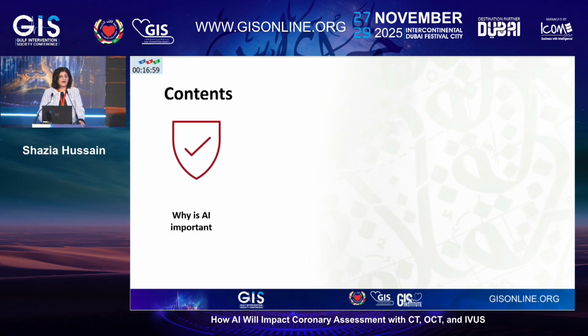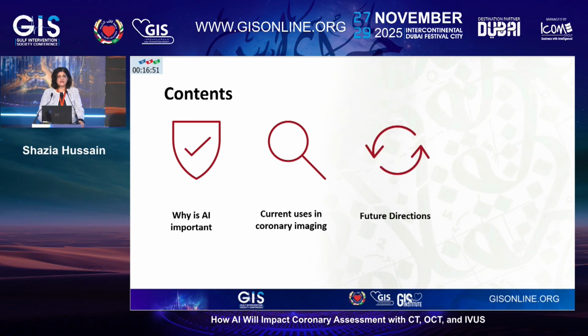So what I'm going to go through today is why AI is important and why it's important that we do, as interventionists, adopt this technology. I'm going to talk a little bit about current uses, how we're making use of it at the moment, and then touch upon future directions, because this is coming to us and we need to be aware of its utility. And then the most important slide will be the last slide, which is the pitfalls. For any adoption of new technology, it's very important we know what the limitations are.